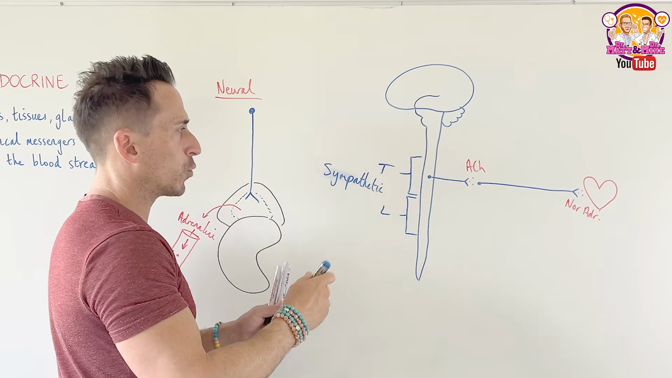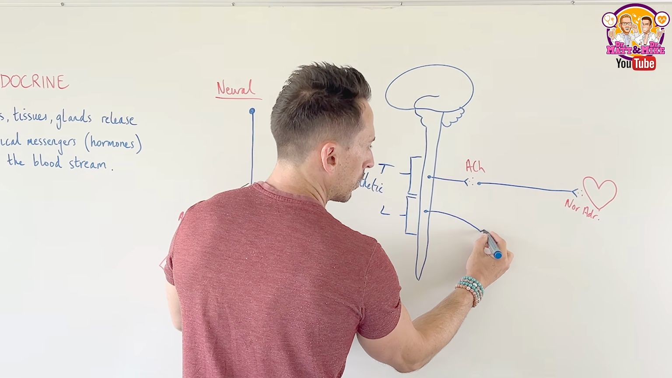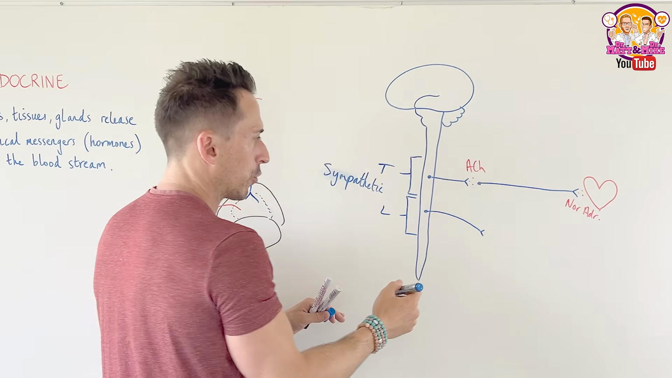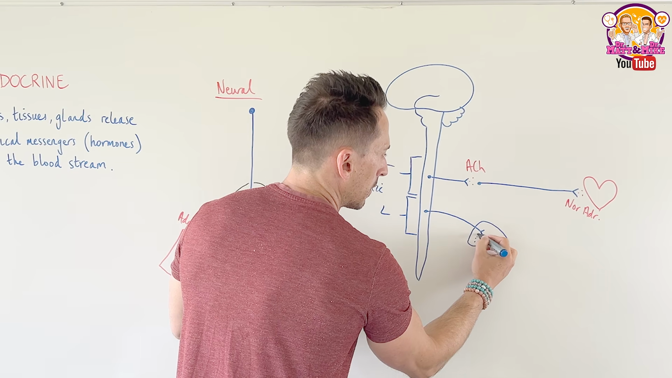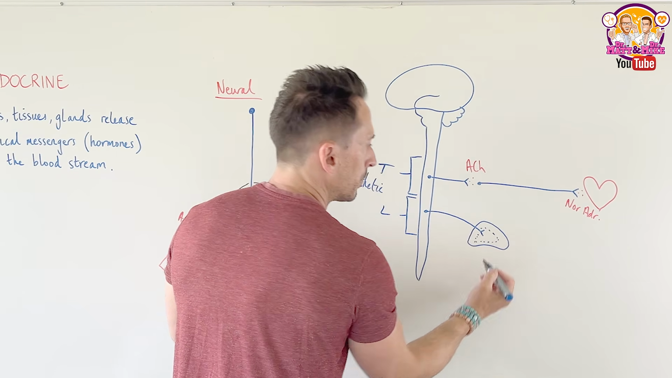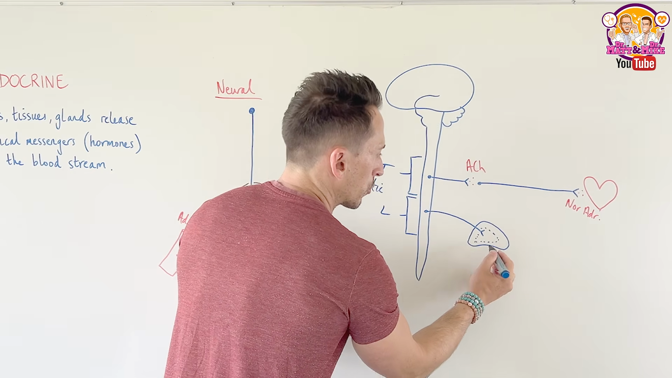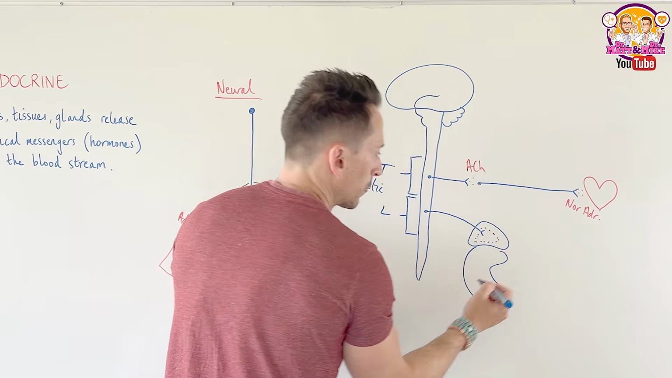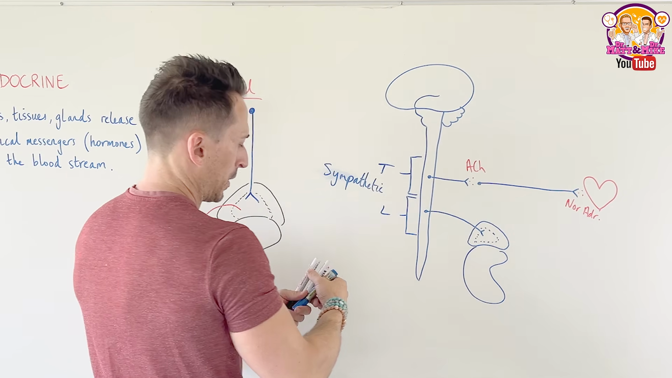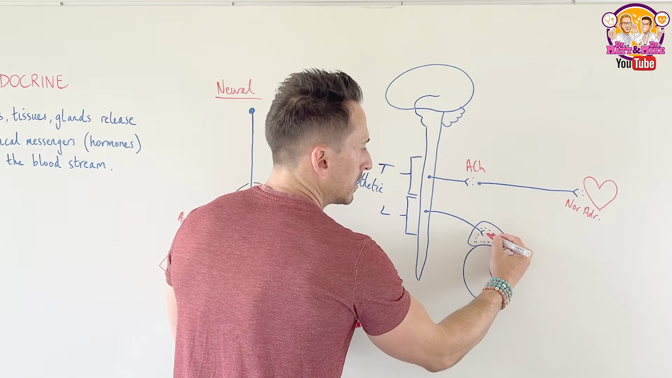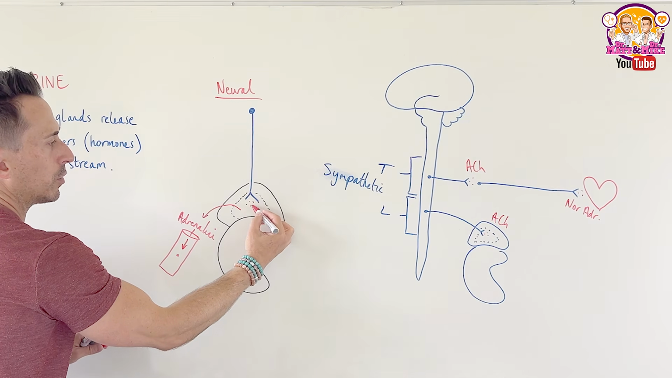There is one instance where a neuron will exit, and this neuron will not synapse with another neuron, it will synapse in the medulla of the adrenal gland, right? So let's draw the kidney underneath here. And so this preganglionic neuron is just like that one. So what does it release? It releases acetylcholine. So it's releasing acetylcholine here.